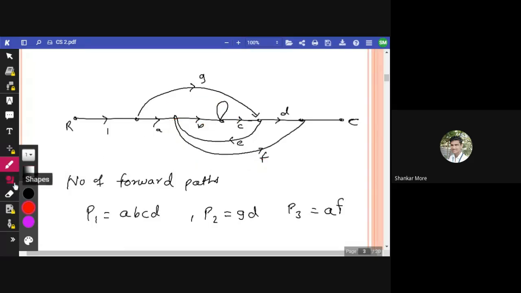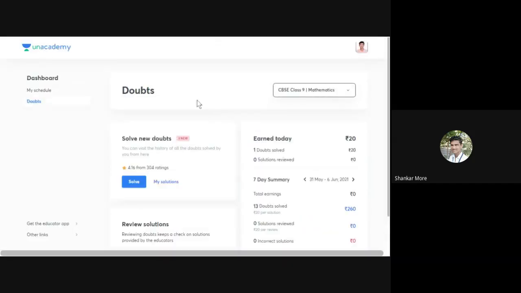Okay, so the fourth forward path is GEF. All right. Now these are the forward paths. Now try finding out loops. Okay, wait. One more thing, sorry.